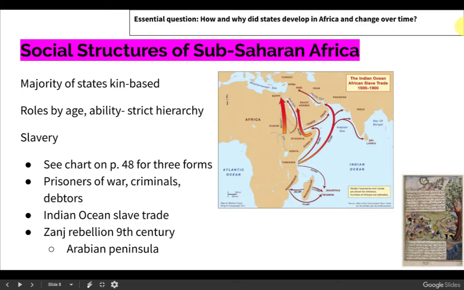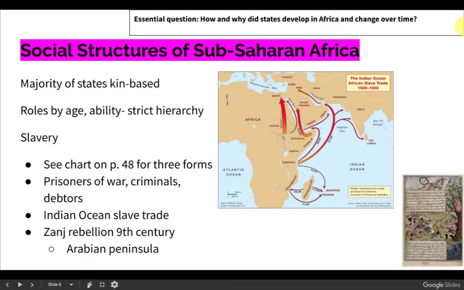In these societies, social structures were based on practical matters like age and ability, so younger people carried out more physical tasks. In general, men filled skilled roles and women managed the home and engaged in agriculture. Slavery was common, and one could become a slave as a prisoner, criminal, or to pay off a debt.